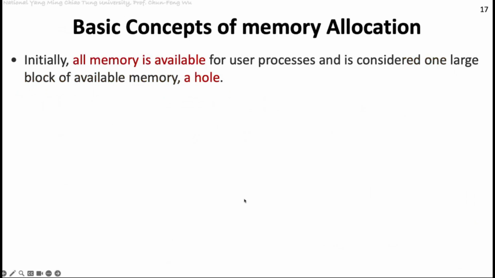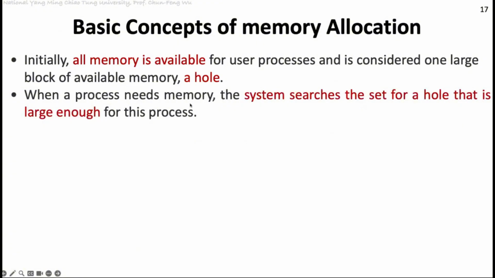Okay, so some basic concepts of memory allocation. Initially, all memory is available. What I mean is all the page frames are available for user processes. Because it is not used, you can think of it as one large block of available memory. In our textbook, Operating System Concepts, it is called a hole.